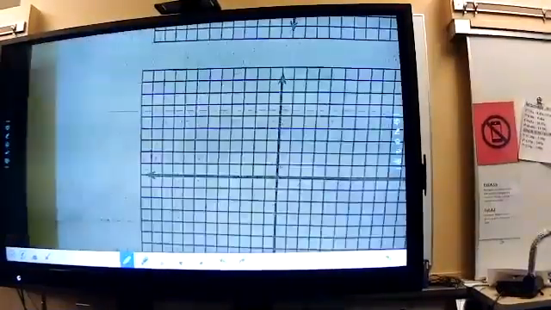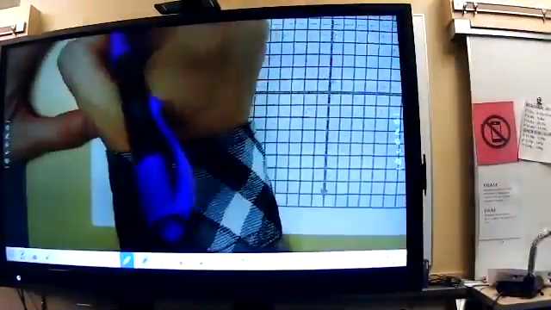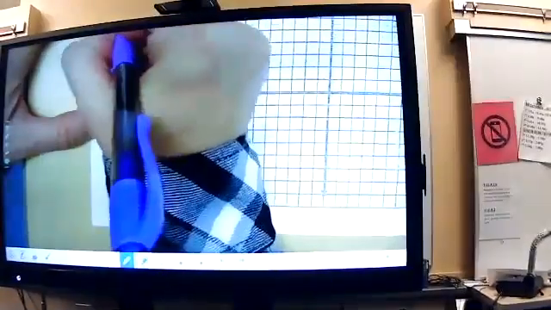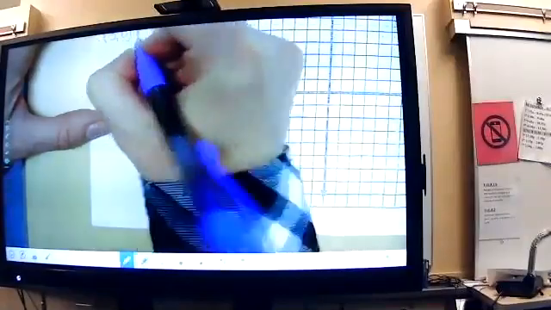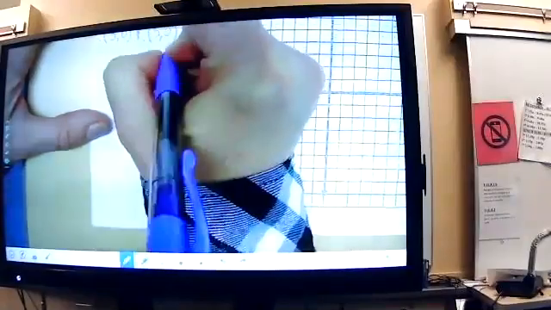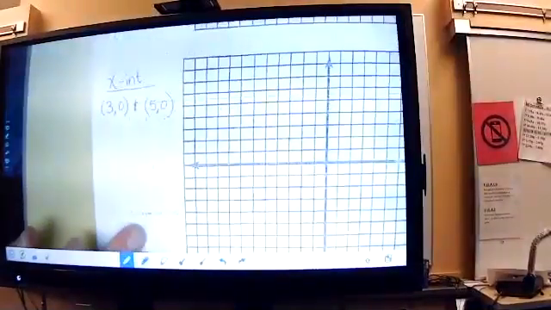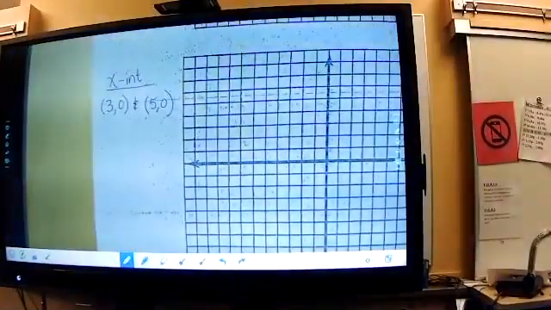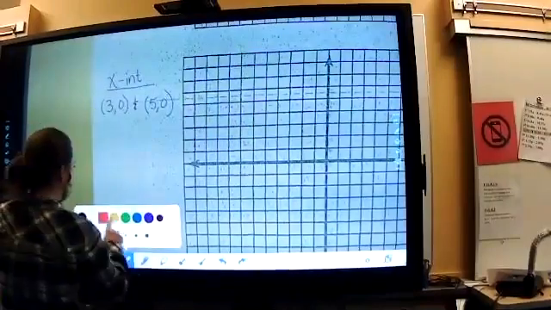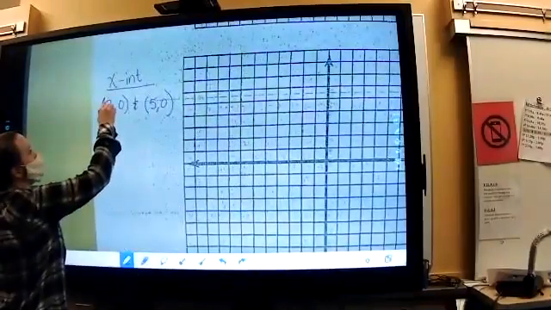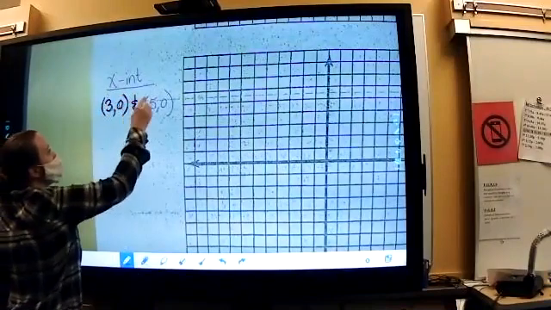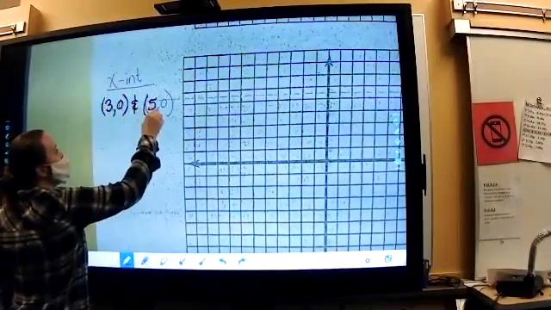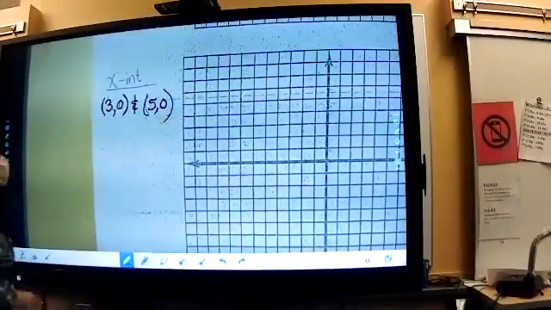Okay, here's your second one. In the second graph, you need to create a parabola, but this time it has to go through these intercepts. So you have to make it go through those two intercepts. I'm having a hard time seeing it. I think it'd be better if we did it there. That's better. Can you make a U that goes through those points?